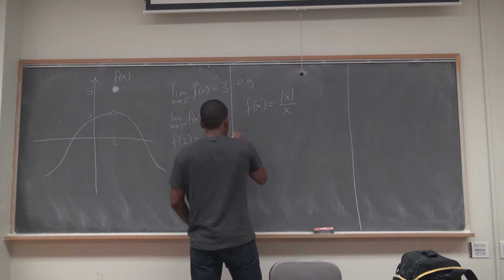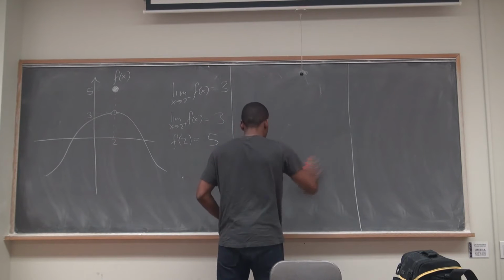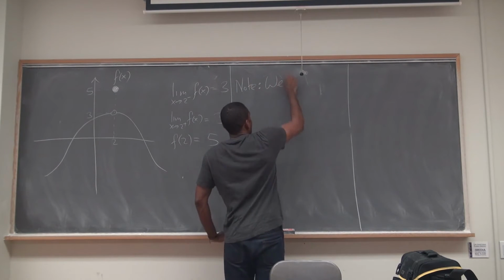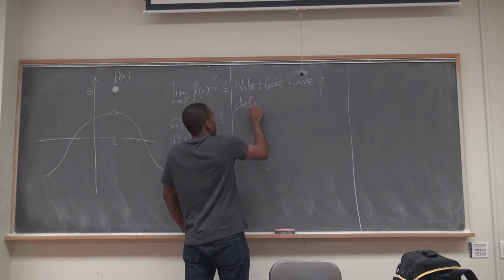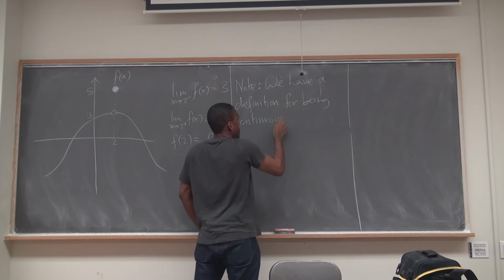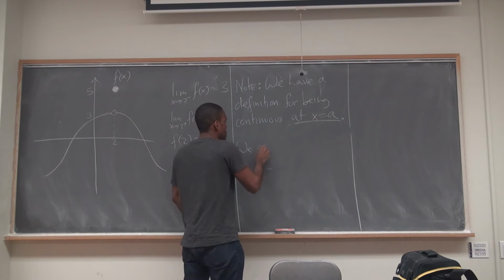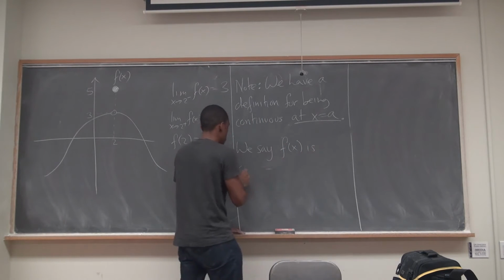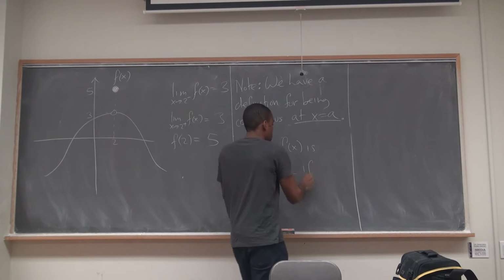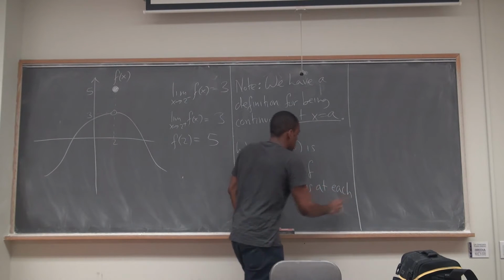After I make one remark, which I should have made earlier. So note, we have a definition for being continuous at x equals a. Notice that the first definition I talked about was being continuous at a point. We say f of x is continuous, just continuous, not continuous at a point, continuous in general, if it is continuous at each point in its domain.